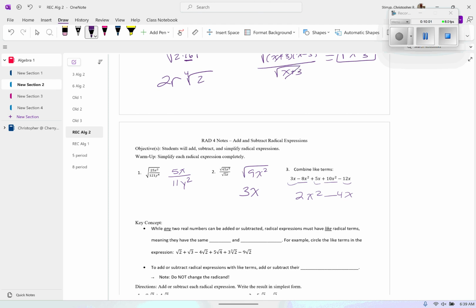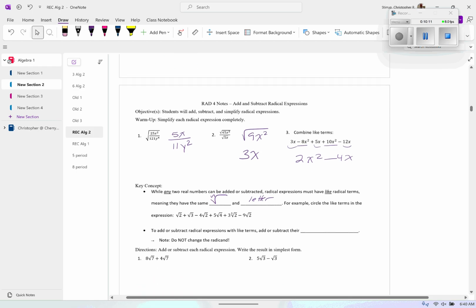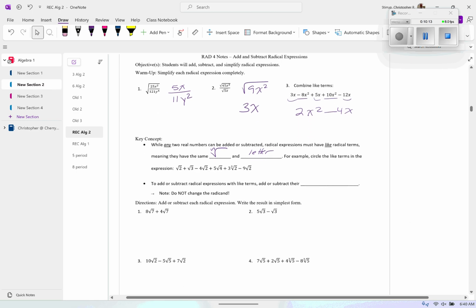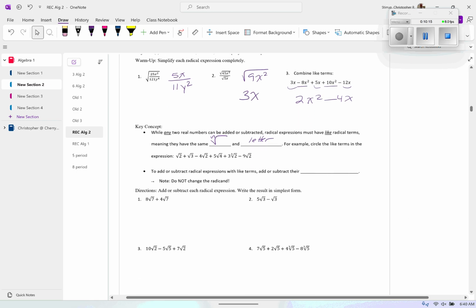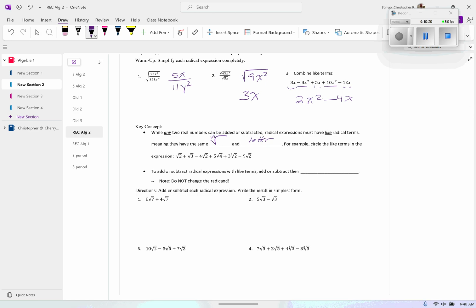Meaning they have the same nth root and letter, maybe? For example, there's a good example. It's subtract, do not change the radicand. Okay. So if we add these, notice I have root 7 and root 7. So I'm just going to add the outside. So I get 12 root 7.